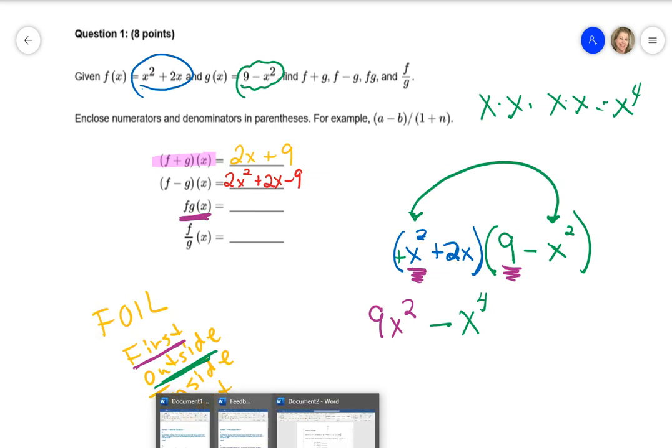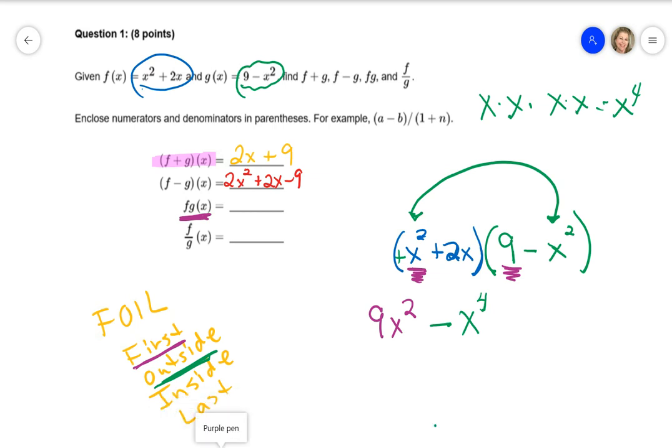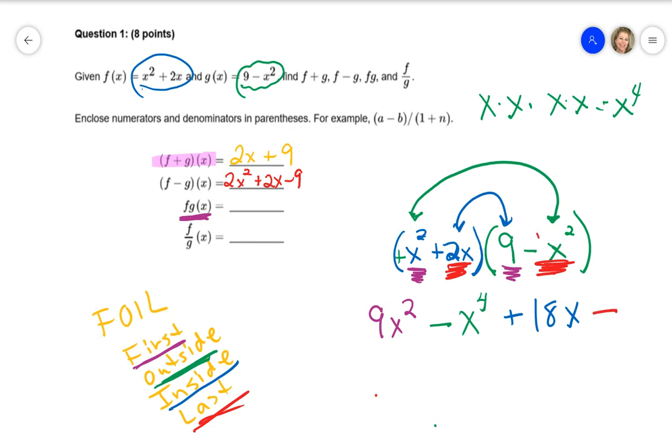And then I'm going to do the insides. The insides is this 2x times this 9. That would be 18x. And then last would be the 2x times the negative x squared. It's a positive times a negative is a negative. 2 times this invisible 1 here is a 2. And then what you have is an x to the first times an x to the second. So that's x to the third.